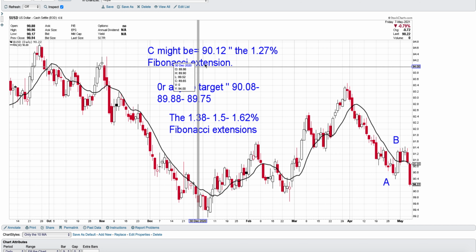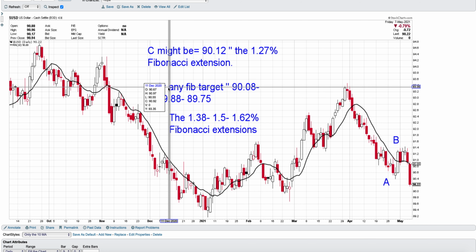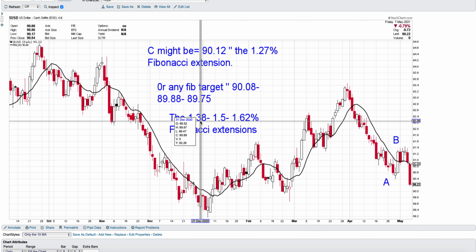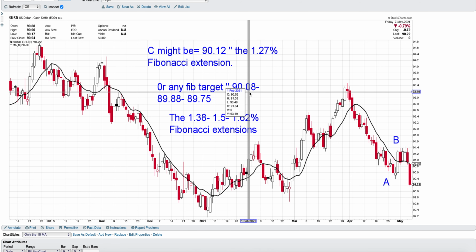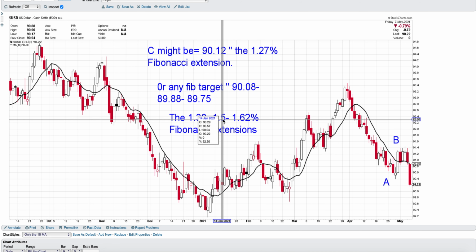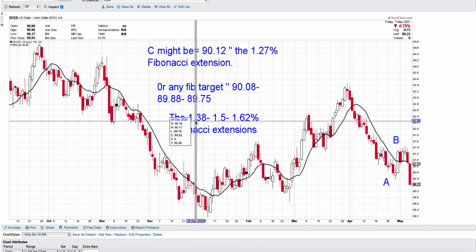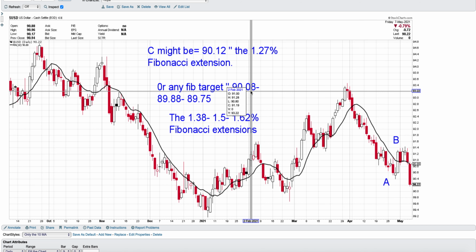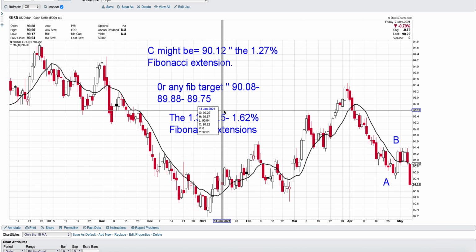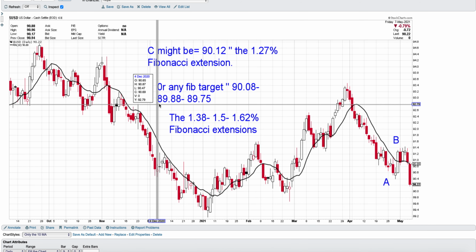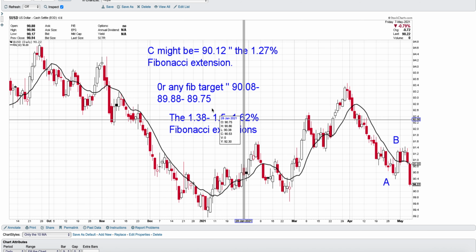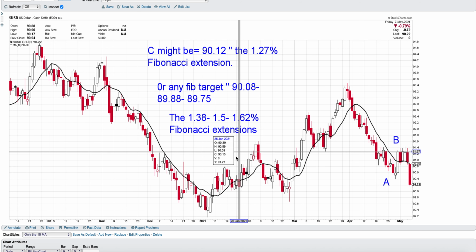If this is not the case, we go for 138% Fib retracement, which means 9008. 150 Fib retracement, 138 Fib extension. This is the number. 150 Fib extension. This is the number. 162. This is the number.